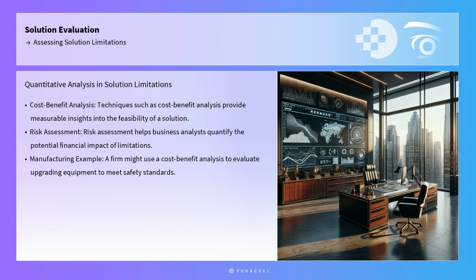Quantitative analysis is another crucial component of assessing solution limitations. Techniques such as cost-benefit analysis and risk assessment provide measurable insights into the feasibility of a solution. These analyses help business analysts quantify the potential financial impact of limitations and weigh them against the benefits of the solution. For example, a manufacturing firm might use a cost-benefit analysis to evaluate whether the cost of upgrading equipment to meet new safety standards is justified by the expected reduction in workplace accidents.